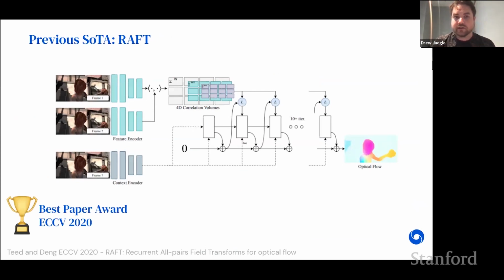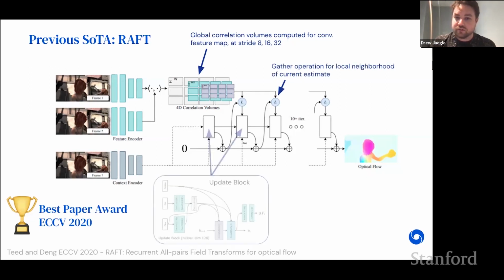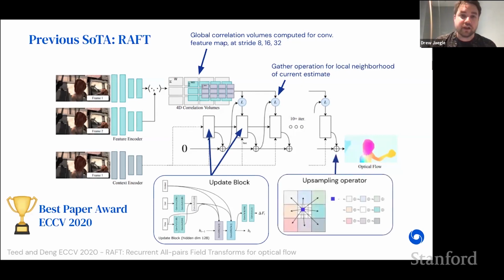This is a very, very cleverly designed architecture, and it incorporates things like global correlation volumes that are explicitly computed at different offsets to allow the model to reason about how things at different scales are moving with respect to each other. It also has local neighborhood gather operations, as well as update blocks to keep track of what's happening within each specific correlation block. And finally, there are flow-specific upsampling operators that were developed.